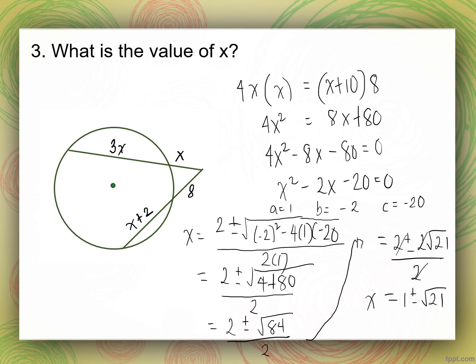But then since we're talking about length here, we don't have a negative length. So our final answer is 1 plus the square root of 21.